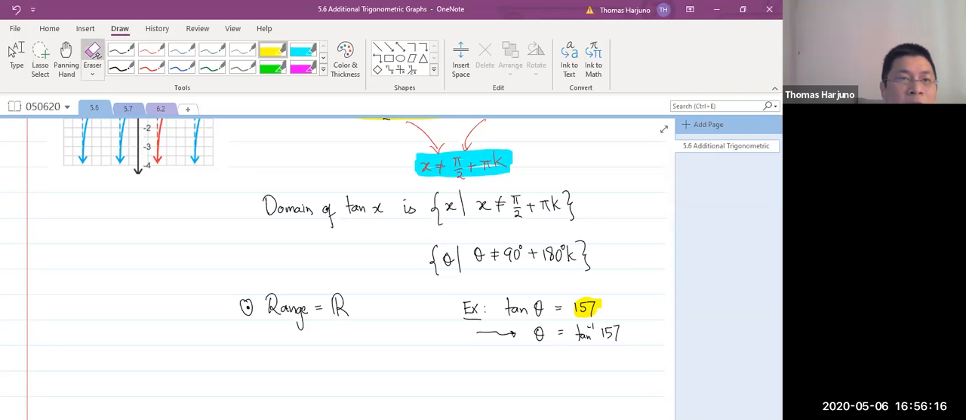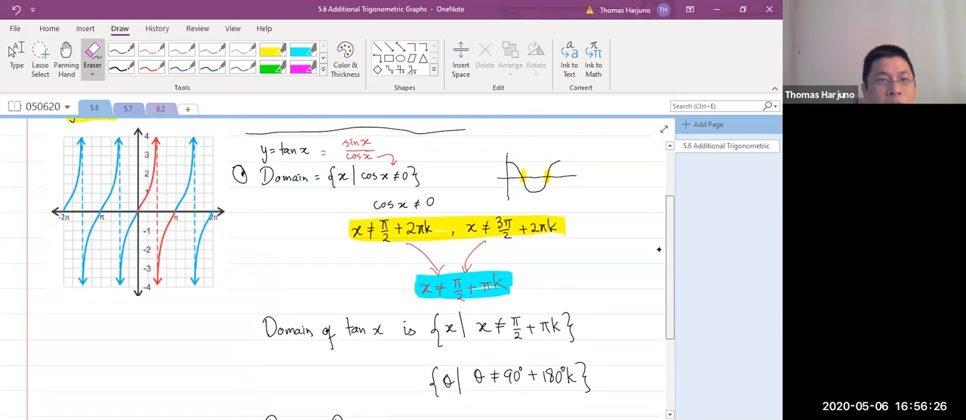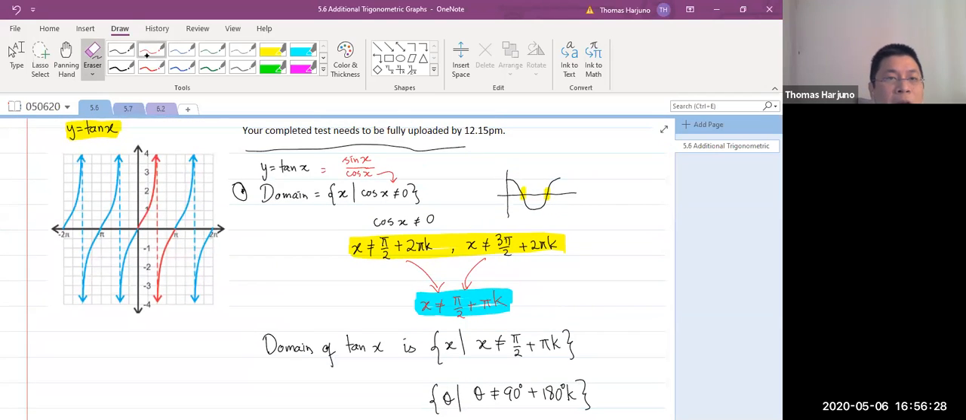So the range for tangent, as we have seen in the graph, is all real numbers. Now, as you can see also, the period is actually pi, not 2 pi. The period is pi. So from here to here, you get the same shape as what you get here. Now the period is pi for tangent. The period for tangent is pi.